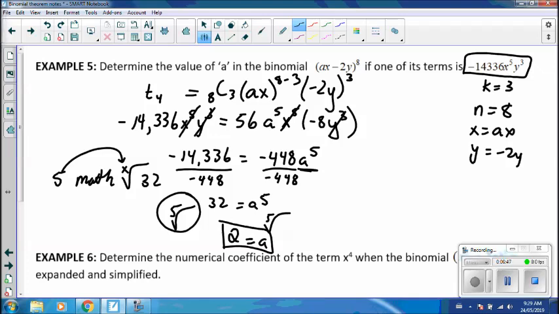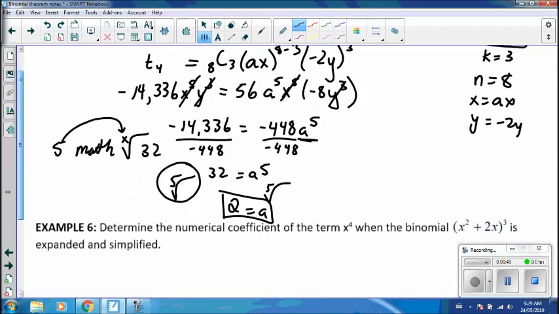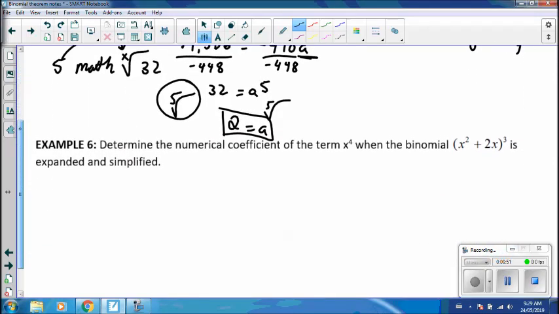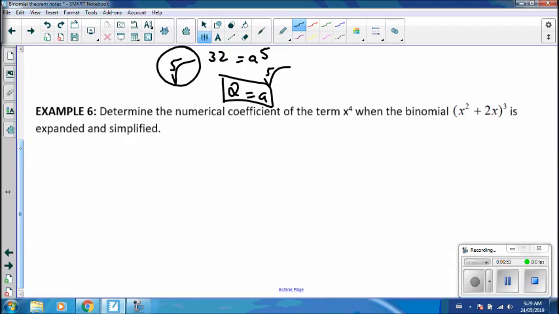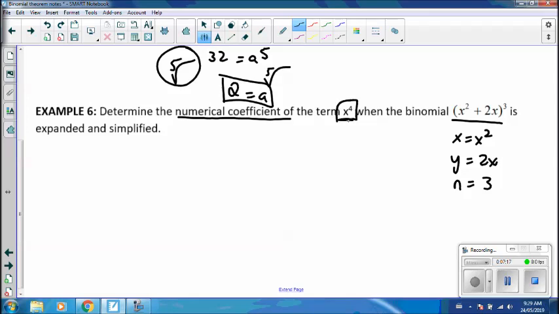We're not just sort of a robot going through the motions of the formula. And this one, the last example, is we want to find the numerical coefficient of the term x to the power 4 in our expansion for this binomial. So it doesn't tell me what term number that is. So I know that x is x squared, I know that y is 2x, and I know that n is 3, and I know that my term will have an x to the power 4.